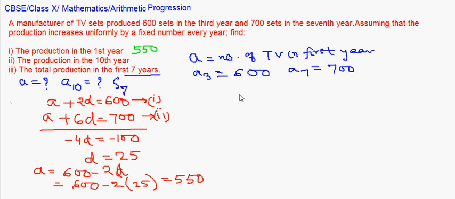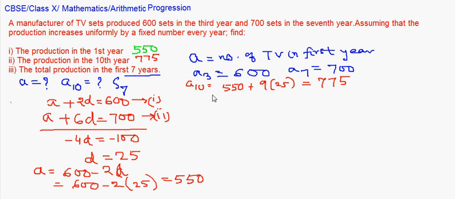Now the next one is asking about production in the 10th year. So similarly we'll find A10. When we know A is 550 plus n minus 1 is 9 multiplied by 25, that gives 225 plus 550, that makes it 775. So in the year 10, 775 TV sets got produced.